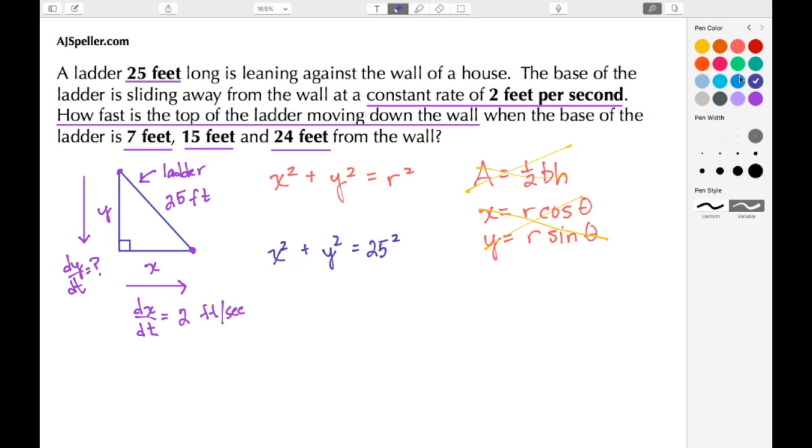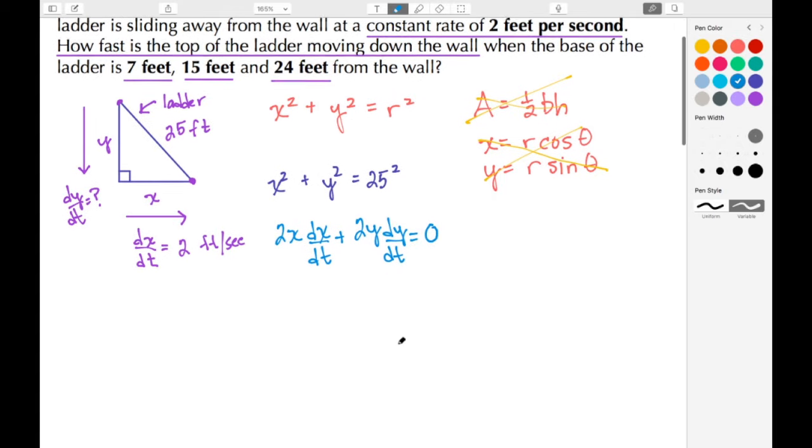So here we end up with 2x dx/dt, because the derivative of x squared is 2x, plus the derivative of y squared is 2y, and we have to tack on the factor dy/dt, and the derivative of the constant 25 squared is 0. And notice we have several variables here: x, dx/dt, y, and dy/dt.